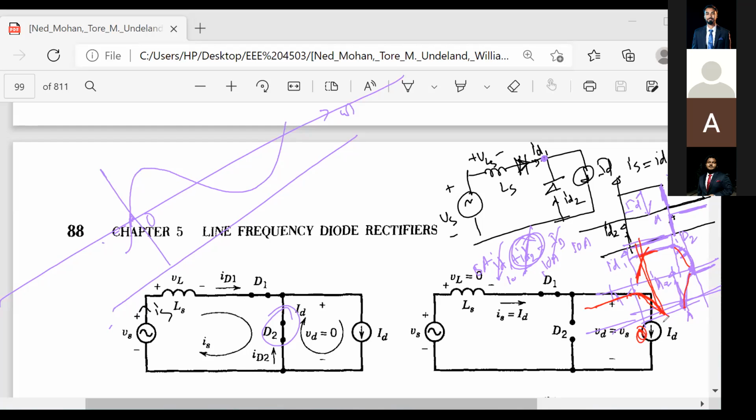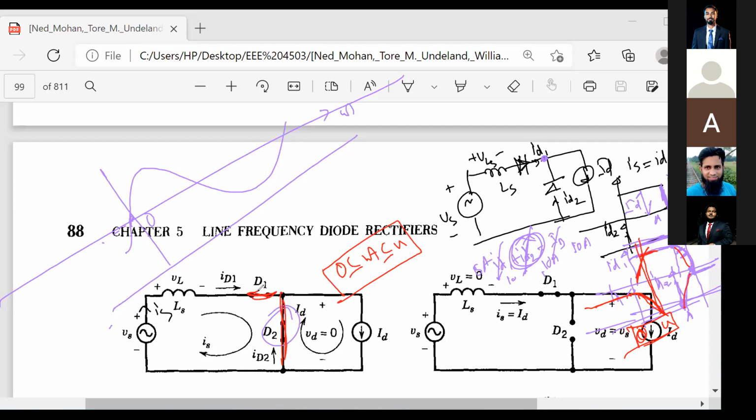So during this commutation period, omega t, both diodes are conducting, right? But look here, both diodes are conducting here. Am I correct or not? Yes, sir. Okay. So now, particularly if D2 is conducting, then what should be your output voltage?